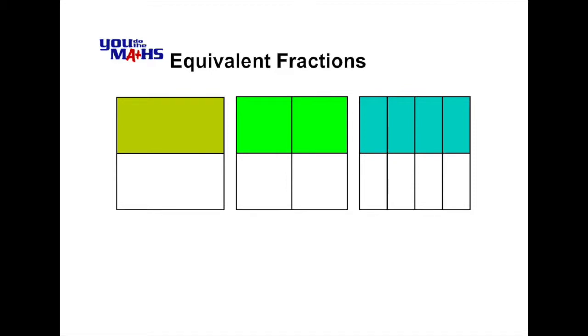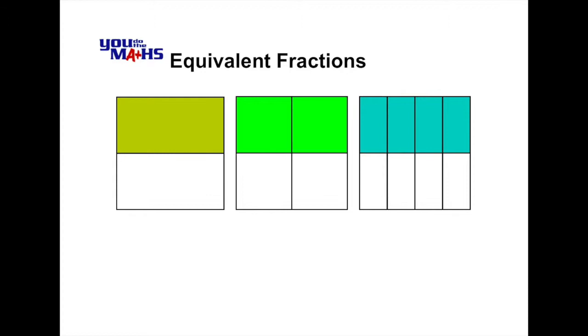Before we consider equivalent fractions, let's have a look at these diagrams in front of us. We can see that we've got three squares, and if we look just at the coloured region of each square, we can see that we've shaded a half of each of those squares. What we have done in the second and third square though is we've divided them up into smaller pieces. Let's have a look at the fractions.